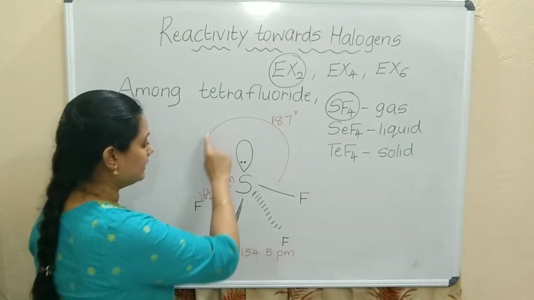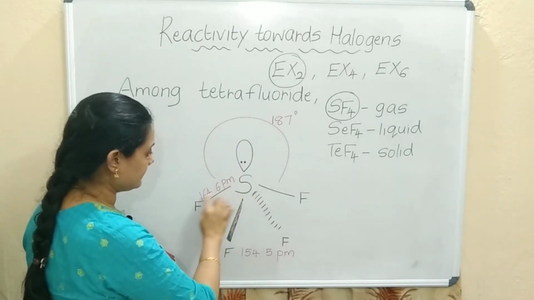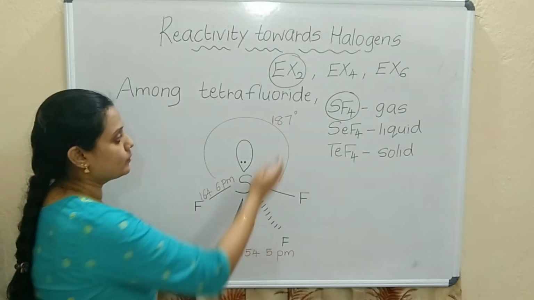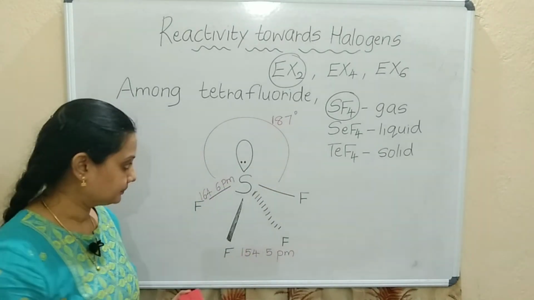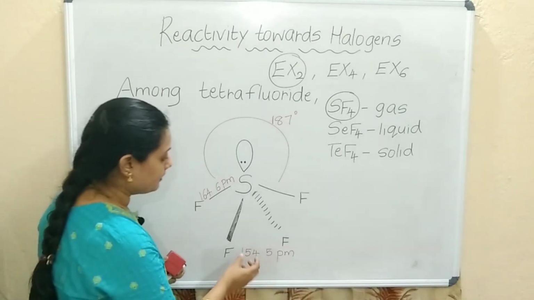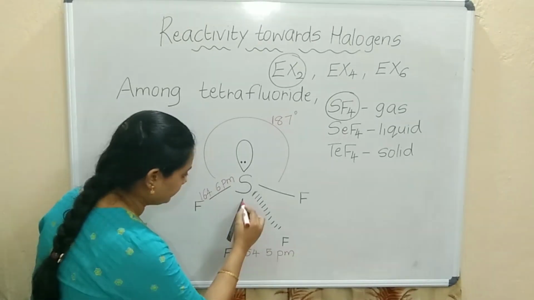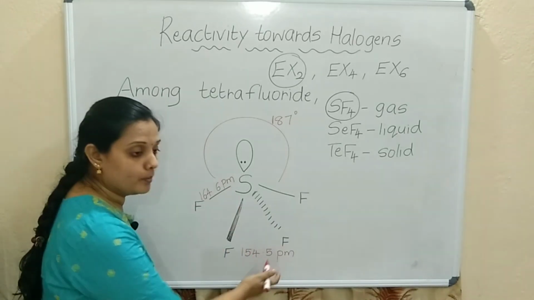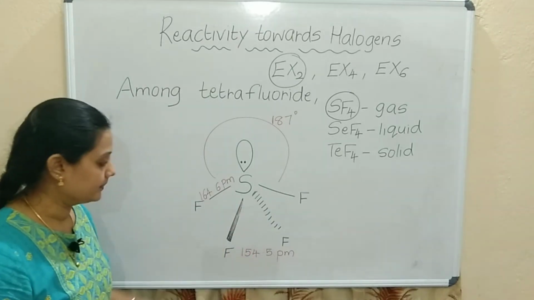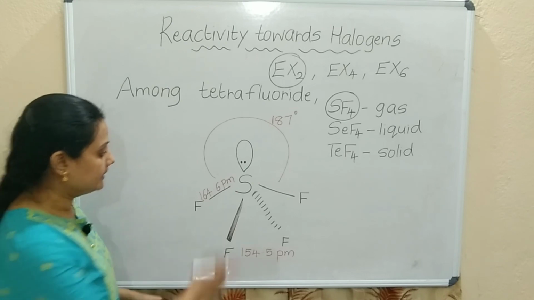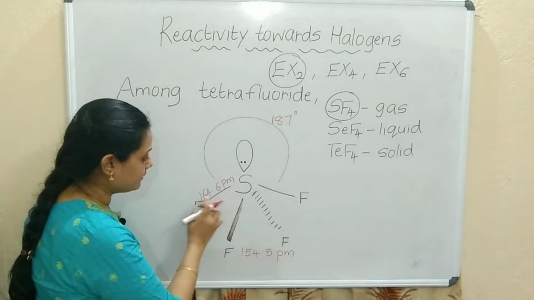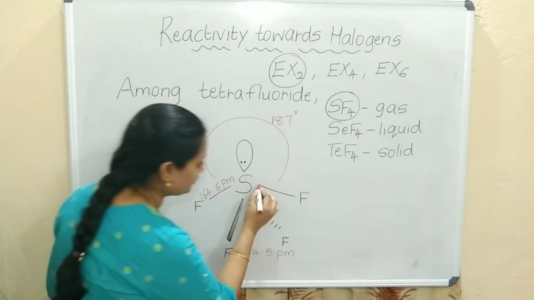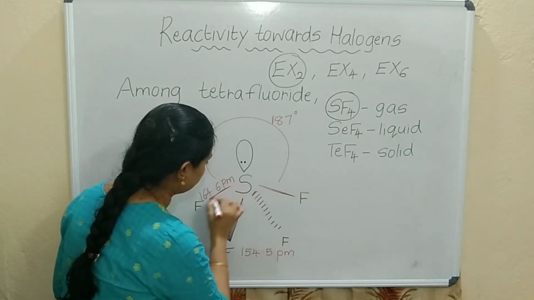So bond angle, the entire angle from this SF to SF, that is 187 degree. The bond length here, this one, that is 154.5 picometer, and this bond length, it is 164.6 picometer. I told you these 2 are axial bonds, right?